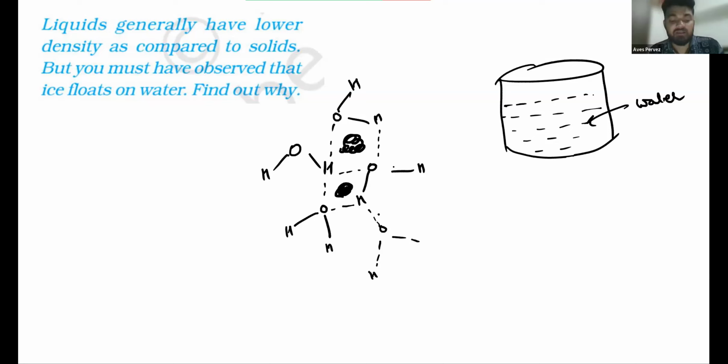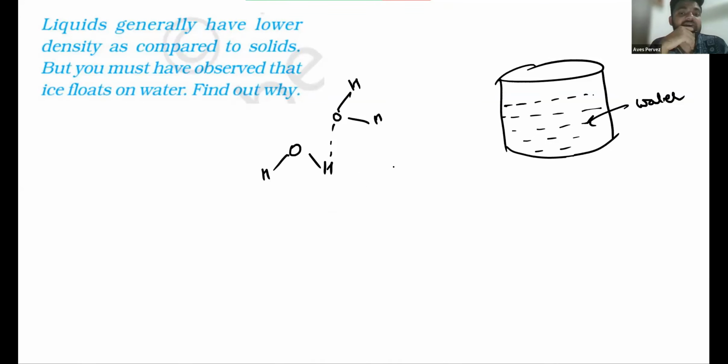So we can say that ice is less dense than water. Water is more dense than ice. That's why the density of ice is less than water. Still, it is solid, but there is an exception here. Ice floats on the surface of water because air gets trapped inside when ice is formed, resulting in lesser density of ice as compared to that of water.